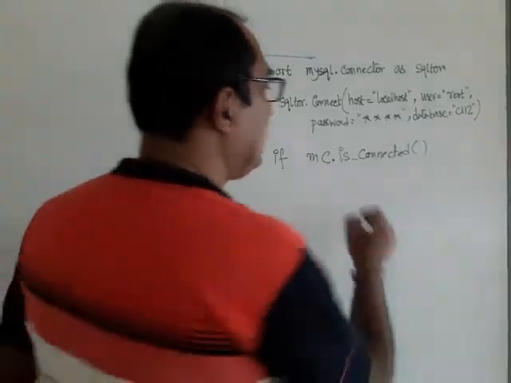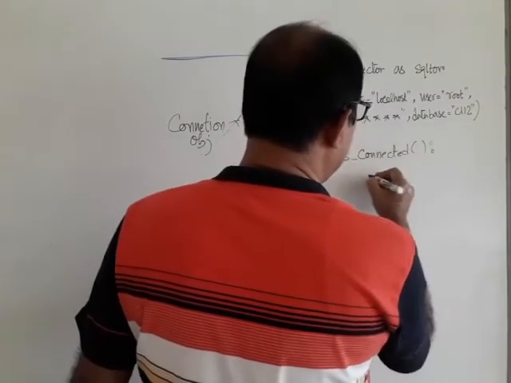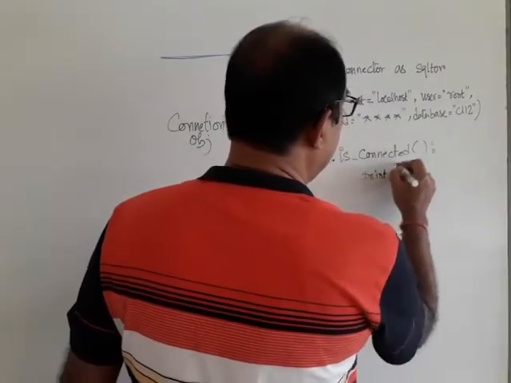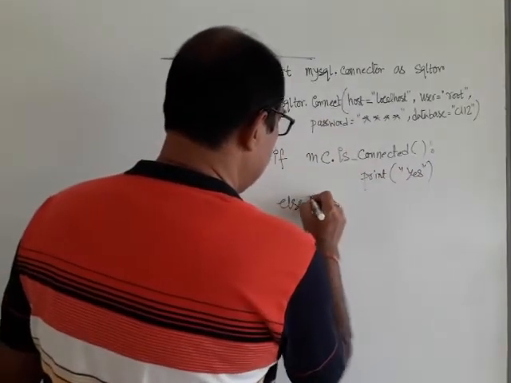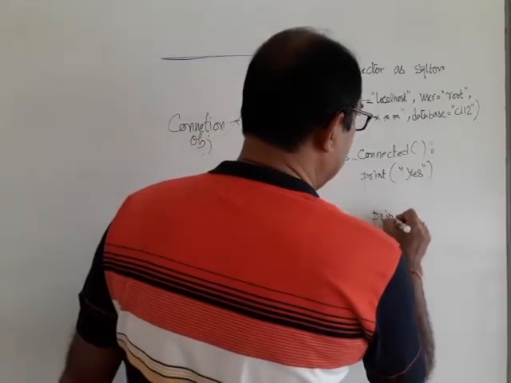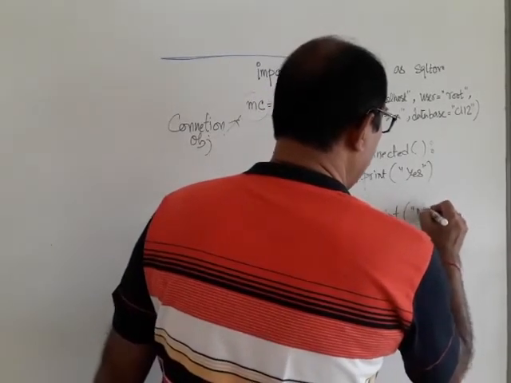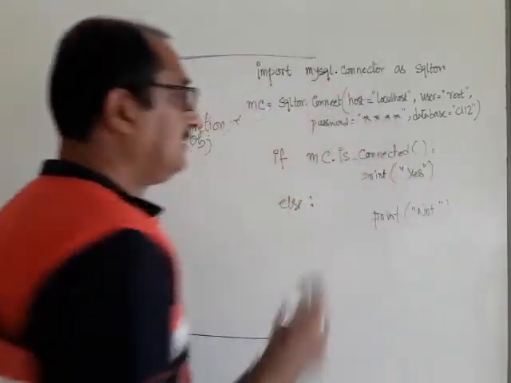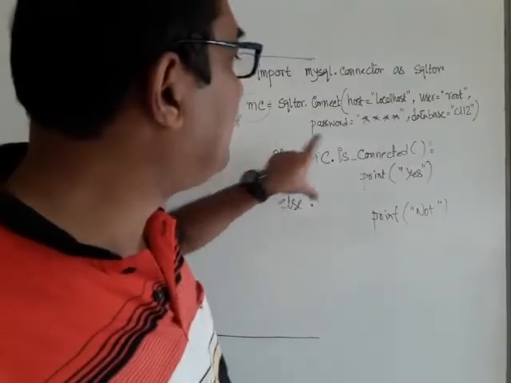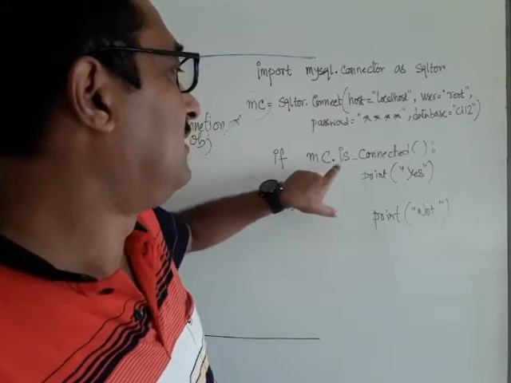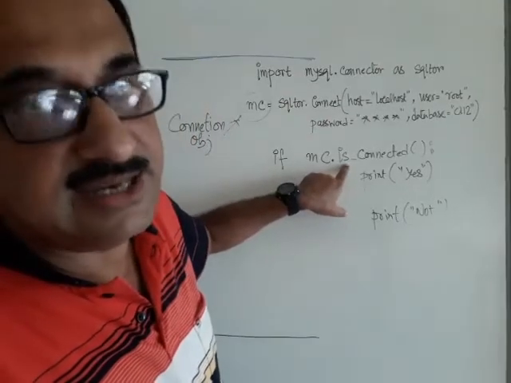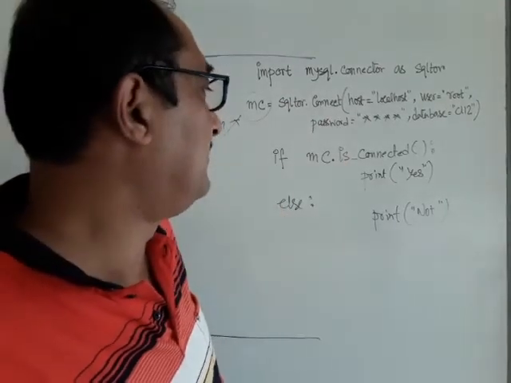So you can say if mc.is_connected, you can print that yes, it is connected, else not connected, or something like that. By this test you can find out whether the connection is established properly or not. The function is_connected. Remember this very carefully.